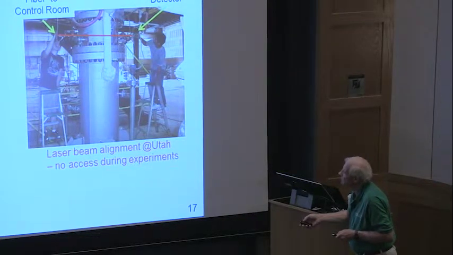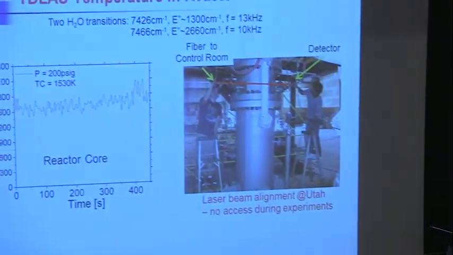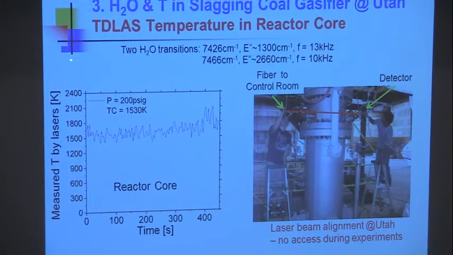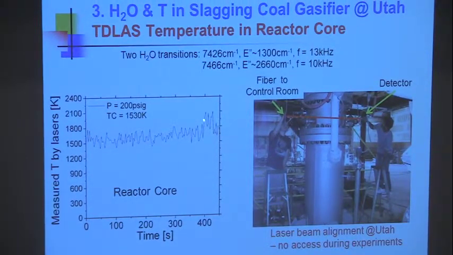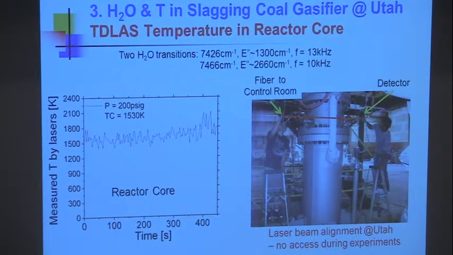What we found when we measured in the core, this is the hardest place. This was that location 1. Here's a measurement of temperature. It's around 1600 Kelvin or so. Looks like it's a bit noisy. So immediately you have to ask, are those real temperature fluctuations? Is that noise in our detector? You have lots of questions like this. 200 PSIG.